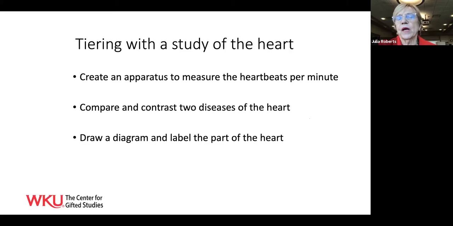Tiering is a way to take a study of one topic and make it at different levels to allow all children to be challenged.